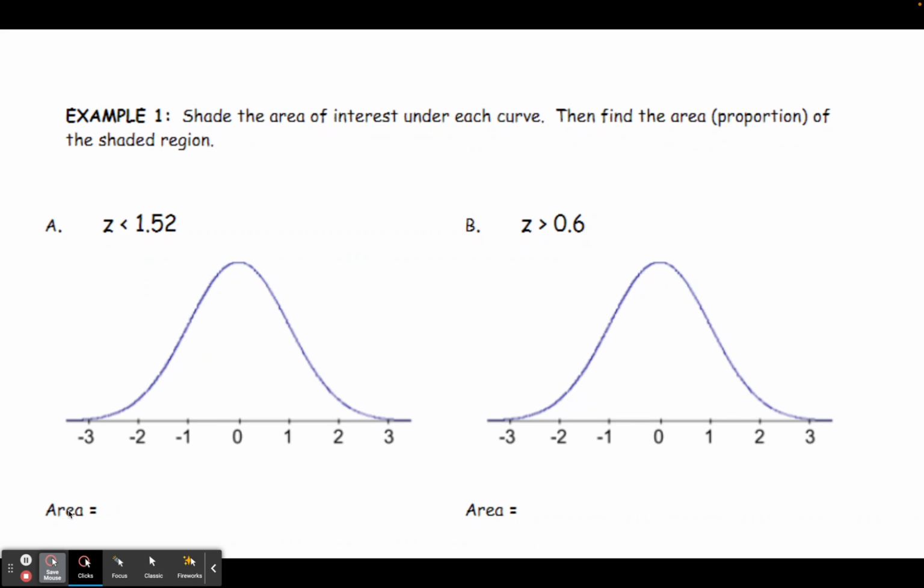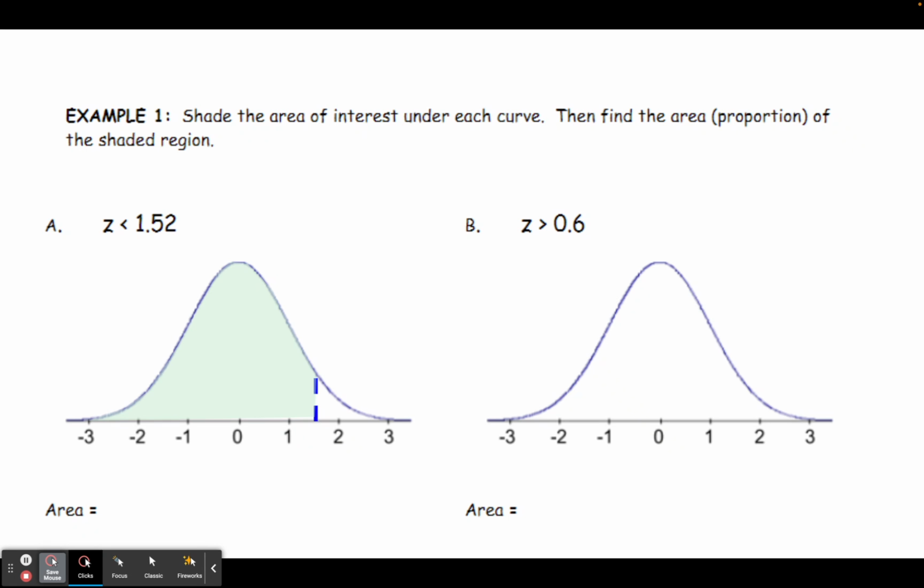All right, so in these examples that are in your notes, what the directions say to do is to shade the area of interest under each curve and then find the area or proportion of the shaded region. Letter A says z is less than 1.52. So the first thing we're going to do is try to estimate here where 1.52 is. It's going to be between 1 and 2. The inequality symbol in this problem says less than, and less than in this curve would be everything to the left of that line. So we'll shade in everything to the left.